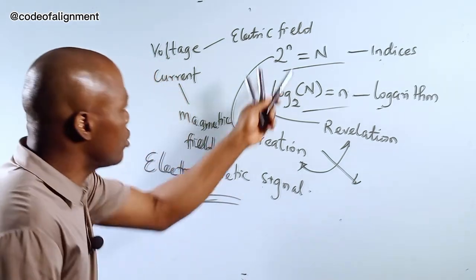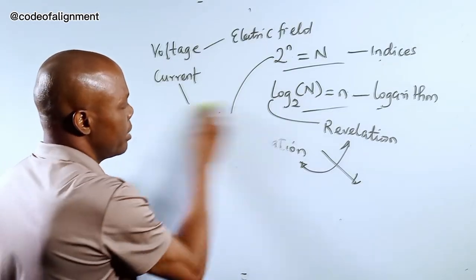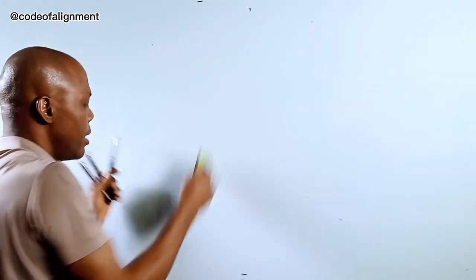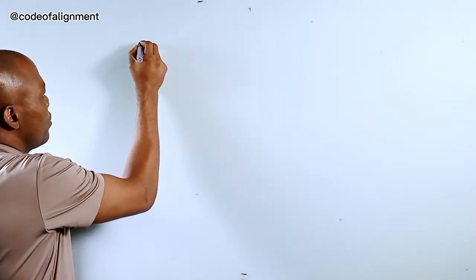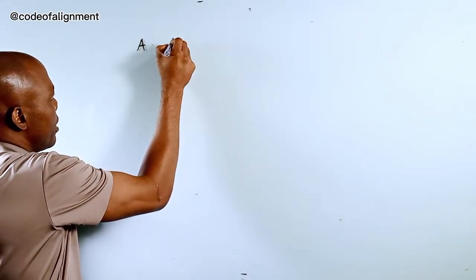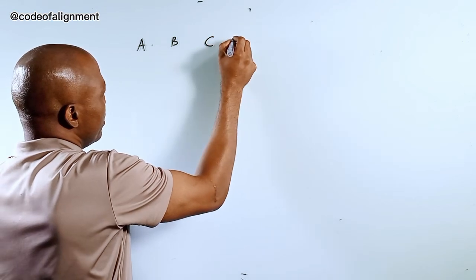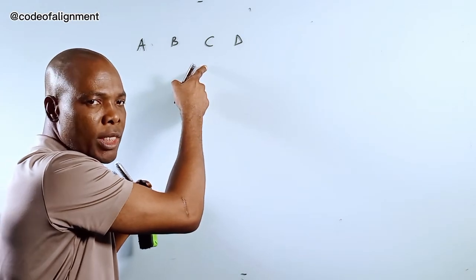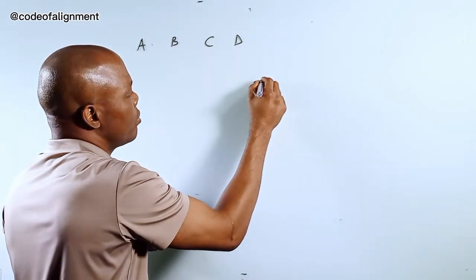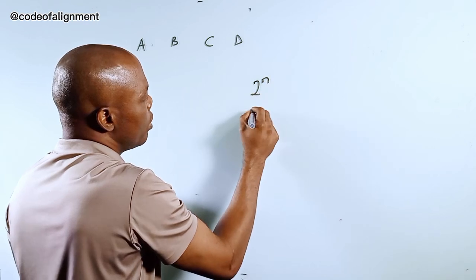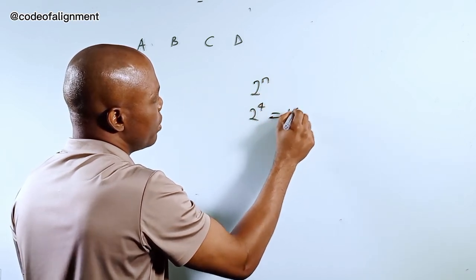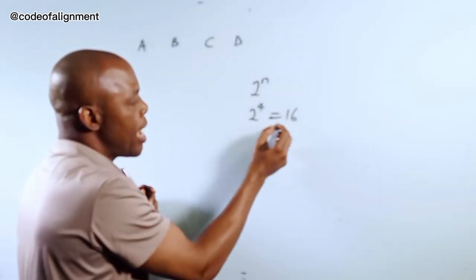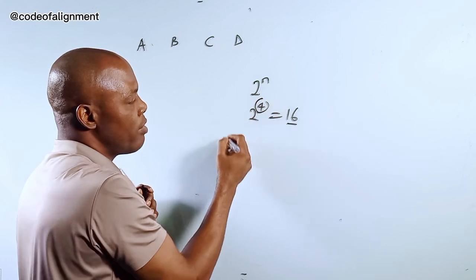Today I'm going to use these two mathematics to explain a complete pattern, for you to see that we are still doing mathematics. Let's say I have 4 inputs, A, B, C, and D. How many patterns will this give me, following that mathematics? 2 raised to power n, so 2 raised to power 4, and that will give me 16. That is indices.